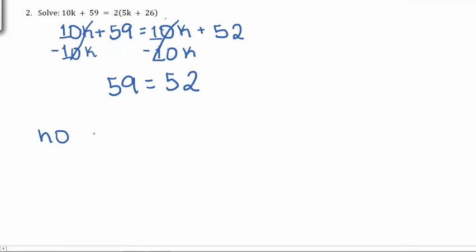And this is a false statement. This is never going to happen. So this has no possible solution. Since it doesn't matter what x is, 59 will never be equal to 52.